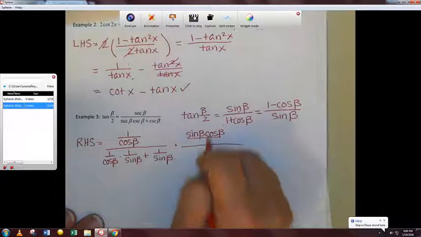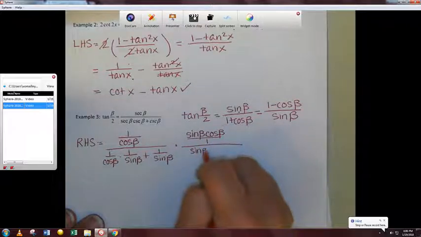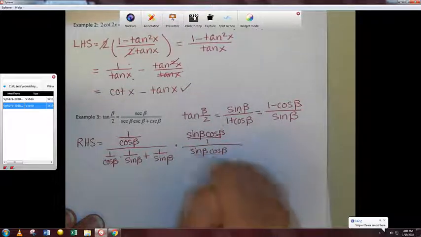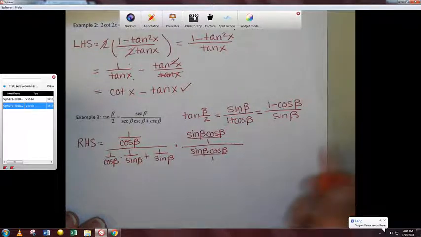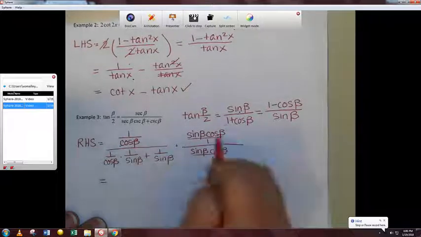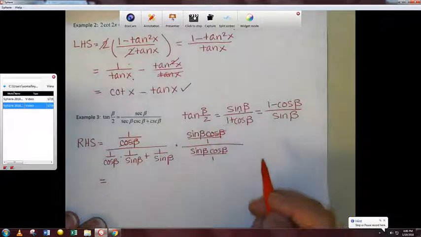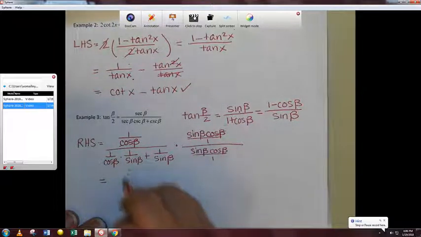And then if I do that in the numerator, I have to do the same thing in the denominator. And putting over 1 is optional. You don't have to do that. It's just if it makes it easier to multiply, then go ahead and do it. Now in the numerator, this cosine beta will cancel with the cosine beta in the numerator of the second term there, so we're going to have sine beta.